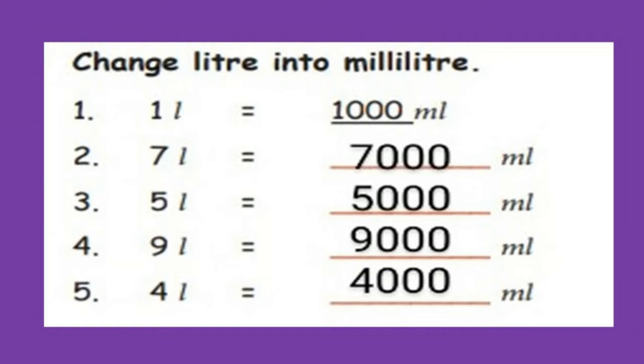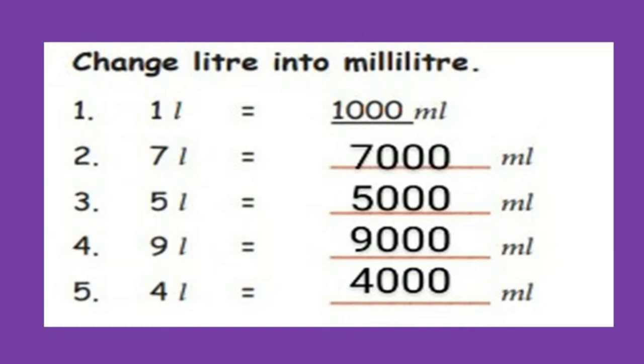Change liter into milliliter. Liter is the higher unit and milliliter is the lower unit. When we calculate these problems, we have to keep in mind that 1000 milliliter is equal to 1 liter. If we convert a higher unit to a lower unit, we have to multiply the given number by 1000.